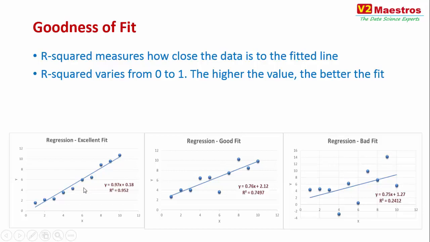At the bottom here, you have 3 plots of 3 sets of data, and you see for each of them how the R squared looks. In the first one, the points are almost falling in a line, and this has an equation also.